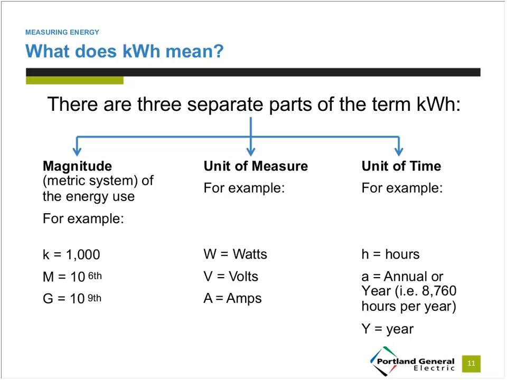For example, you may see the H in kWh, meaning hours, the amount of kilowatts per hour you're using. It could be an A, which stands for the amount of energy for a year, and sometimes you'll see it as a Y, but most often you'll see it as the letter H.